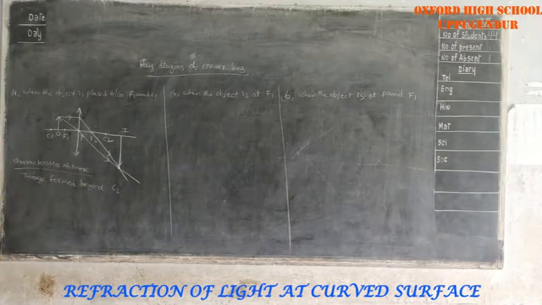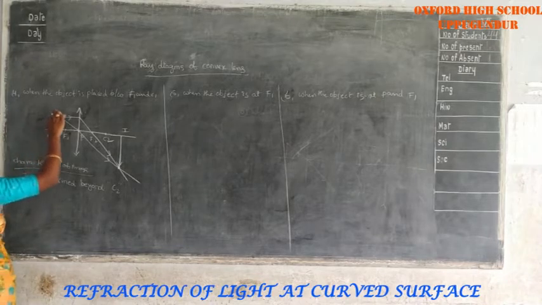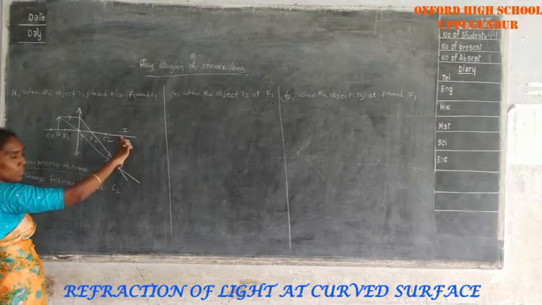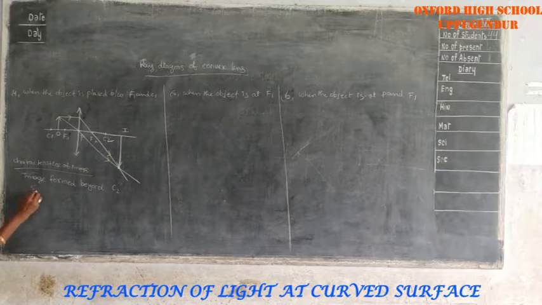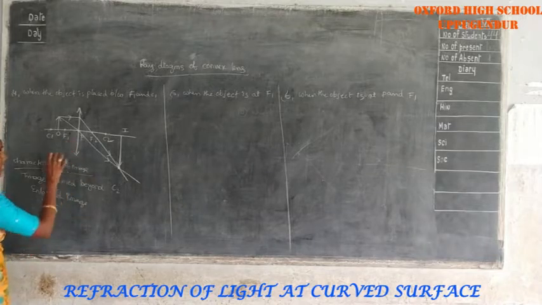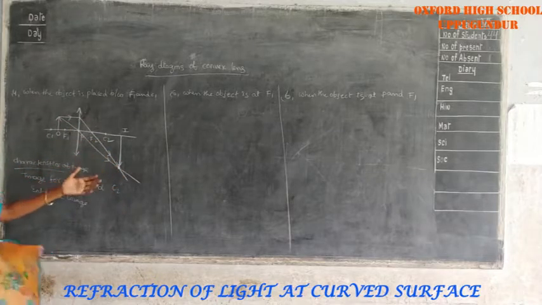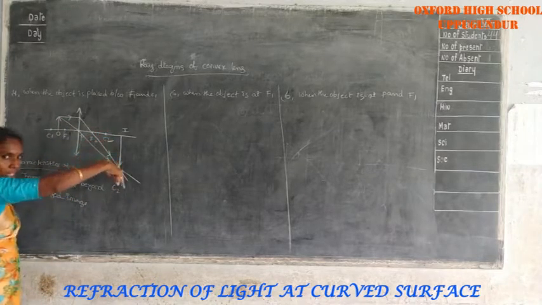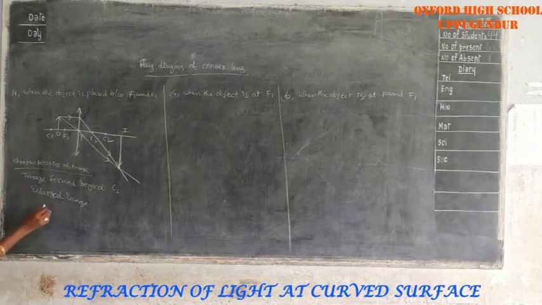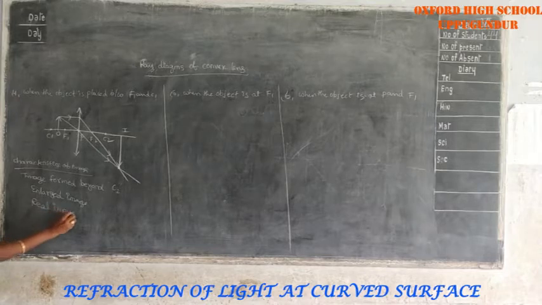Is it an enlarged image or a diminished image? Here this is the height of the object and this is the height of the image. That means it is an enlarged image. In this case, the object is kept above the principal axis and the image is formed below the principal axis. That means the image is formed in a reverse direction. That's why it is a real image. This image can be captured on a screen.